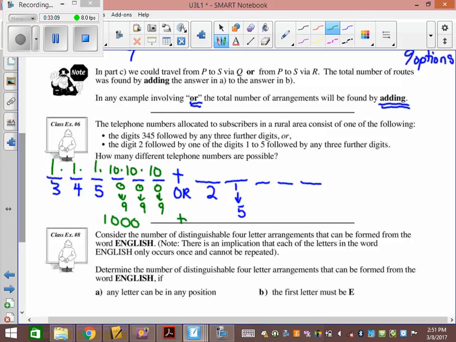Plus, the next set I have a 2, so I have 1 option. Then I have the numbers 1 to 5, so I have 5 options. And then 0 to 9. So 5,000. And 1,000 plus 5,000, I have 6,000 different options of phone numbers.